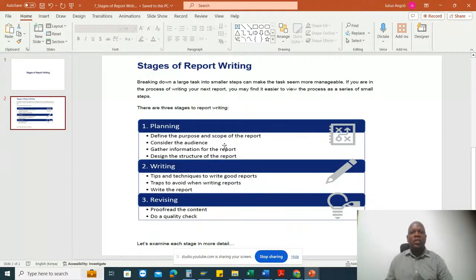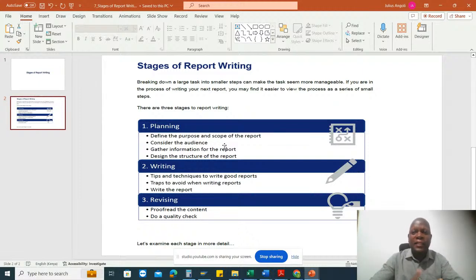So the stages: we have very long reports that have 100 pages, and we have a one-pager report, a report that has one page. They have the following stages: planning, writing, and revising. They all have this. So depending on the length of the report, you will figure out how long you're going to write each particular section.